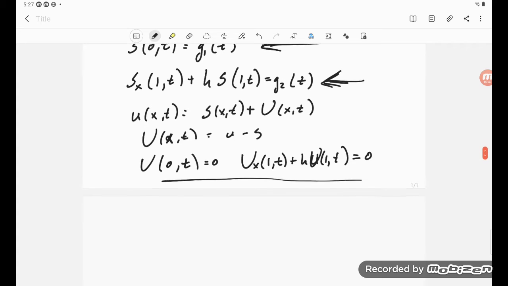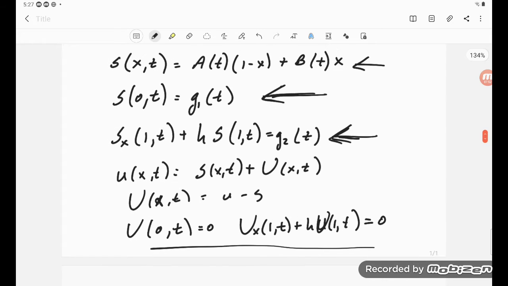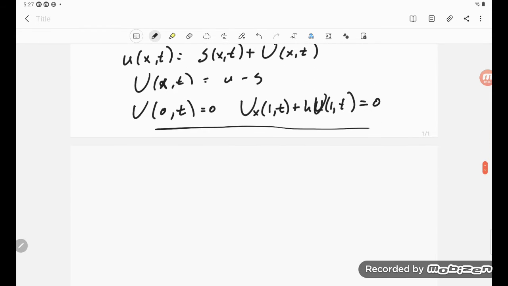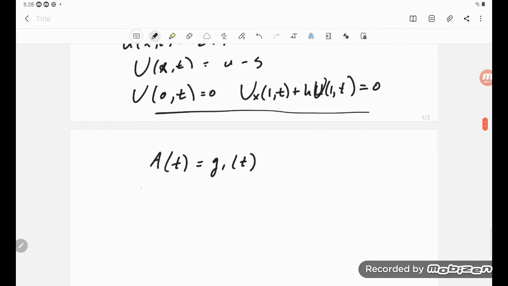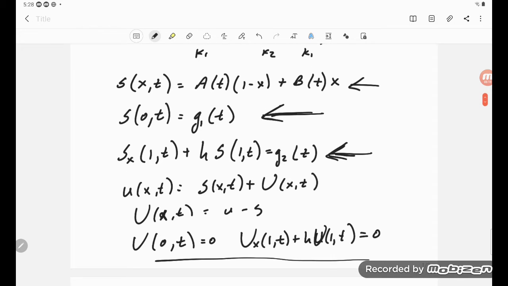All right. And so, if we just plug things in, then s of 0 and t, so if x equals 0, we just get a of t. So we would have that a of t, in this case, is just our function g1 of t. However, b of t, okay, so the other end, so we have to come here, right? We have s sub x.